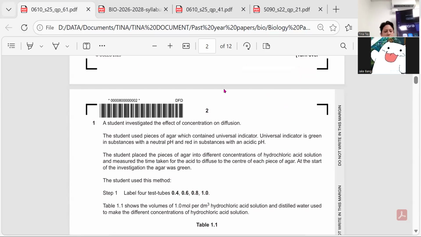A student investigated the effects of concentration on diffusion. A student used pieces of agar which contain universal indicator. Universal indicator is a green substance with neutral pH and red in acidic. The student placed the pieces of agar into different concentrations of hydrochloric acid.